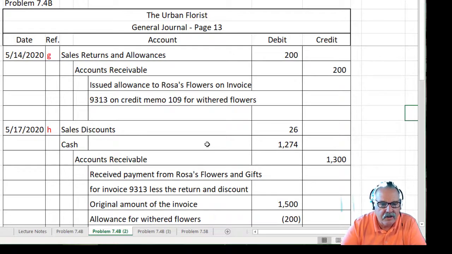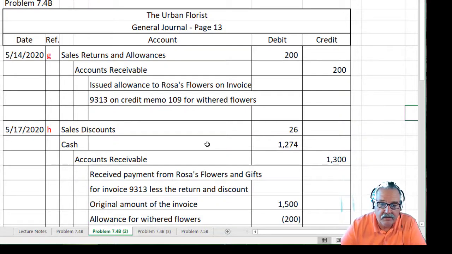They're going to go in the trash. So Rosa just throws them in the trash, and we issued a credit memo. Now, oftentimes we'll say to Rosa, hey, take a picture of the flowers and email it to us in this digitally friendly world so we can verify that they were withered.